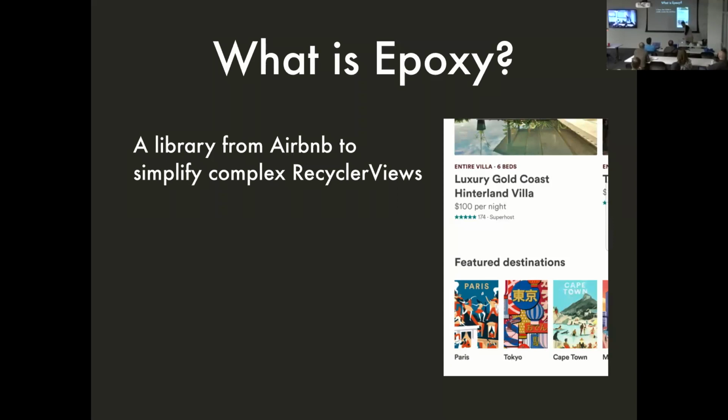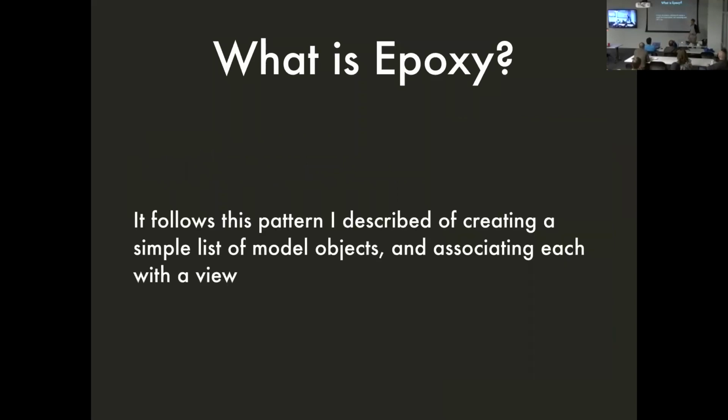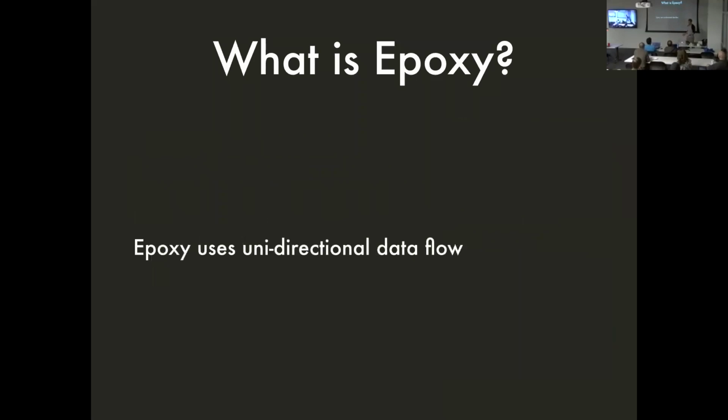Who knows? But it does follow this pattern I described where you're creating a simple list of model objects, and then for each one of those, they get associated with the view. And it does use unidirectional data flow. So if the state changes, it's going to notify the adapter. Well, they're called controllers in Epoxy, but it's basically the same as an adapter. It notifies that there was a change, and passes in all the data that it needs to know about. And then it's going to rebuild this list of models. And then internally that will figure out which items we need to actually display on the screen.